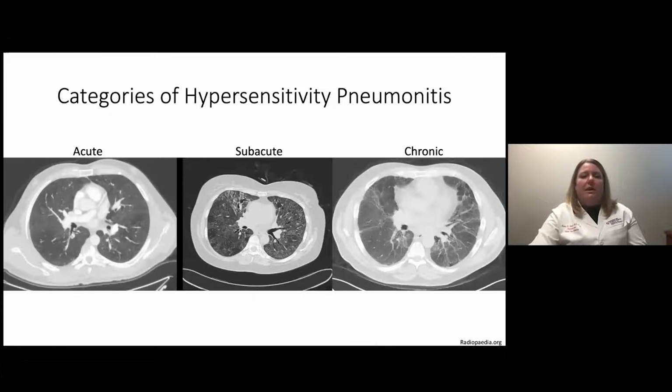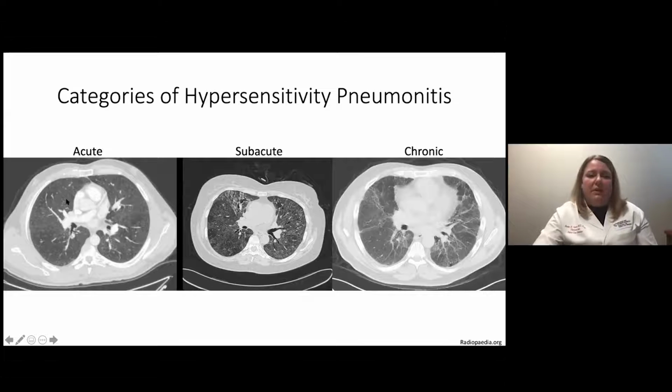When we look at the imaging, it does vary across the 3 different phases of hypersensitivity. All the way here on the left is an example of a CAT scan of someone with acute hypersensitivity. And just to orient everyone to these images, these are axial cuts of the chest. This is the right side of the patient. This is the left side of the patient. And here we are a couple of cuts below the carina, but predominantly still in the right upper lobe and the left upper lobe on all of the images.